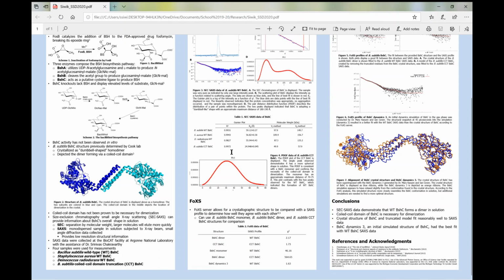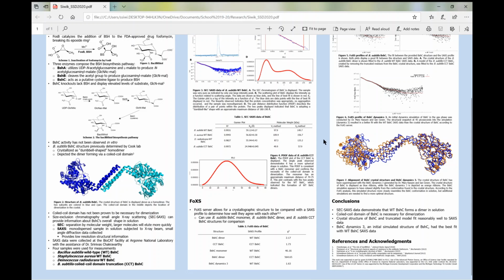So if we come down here, we can see some numbers associated with these measurements. These first two columns are associated with the Guinier plot, the first being an r², the second being a radius of gyration. And then these two columns are molecular weights that the program calculated using two different methods. So that's why the numbers vary so greatly. Now, the important thing to look at with the molecular weights is how much higher the wild-type BshC's molecular weights are versus this truncated BshC.